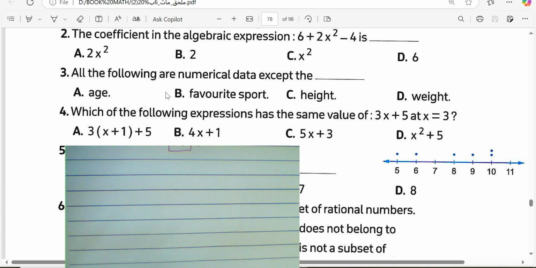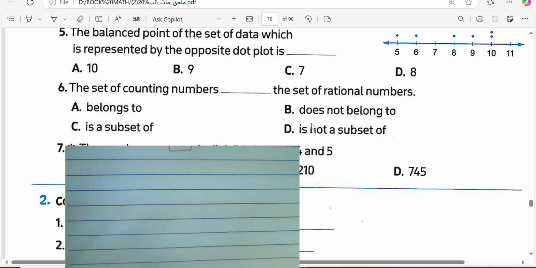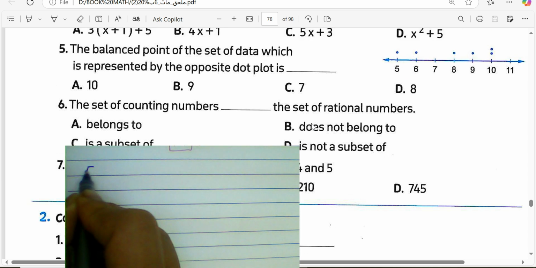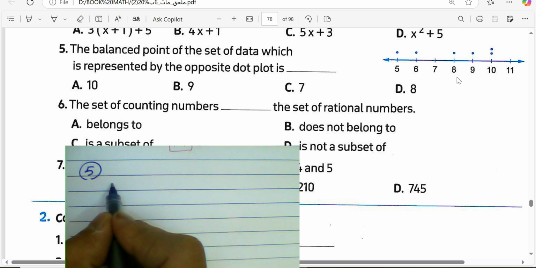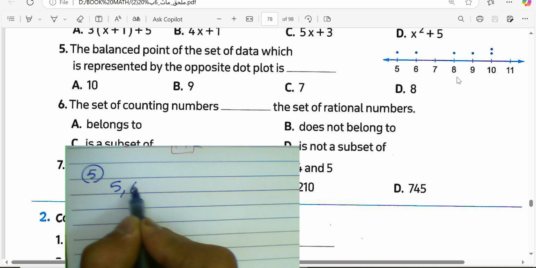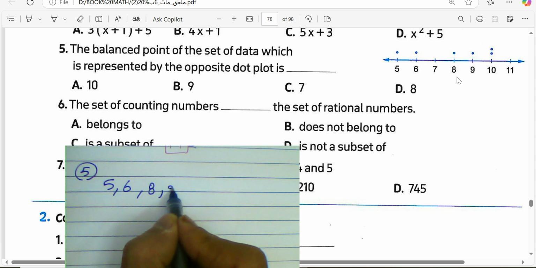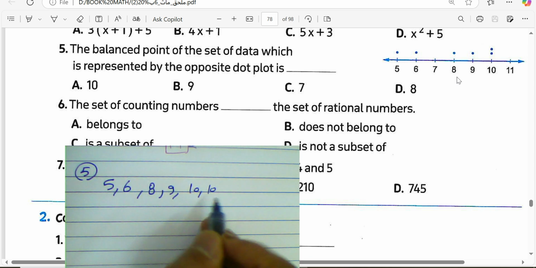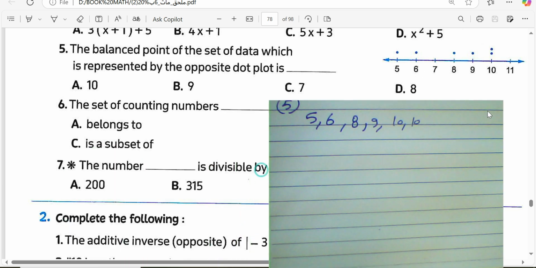Question number 5. The balance point of the data set represented by the opposite dot plot will be what? We can find the balance point from the numbers. We have 5 and 6 and we have 8 and 9 and 10. Look, 10 repeats twice. Again, look with me at 6 here.